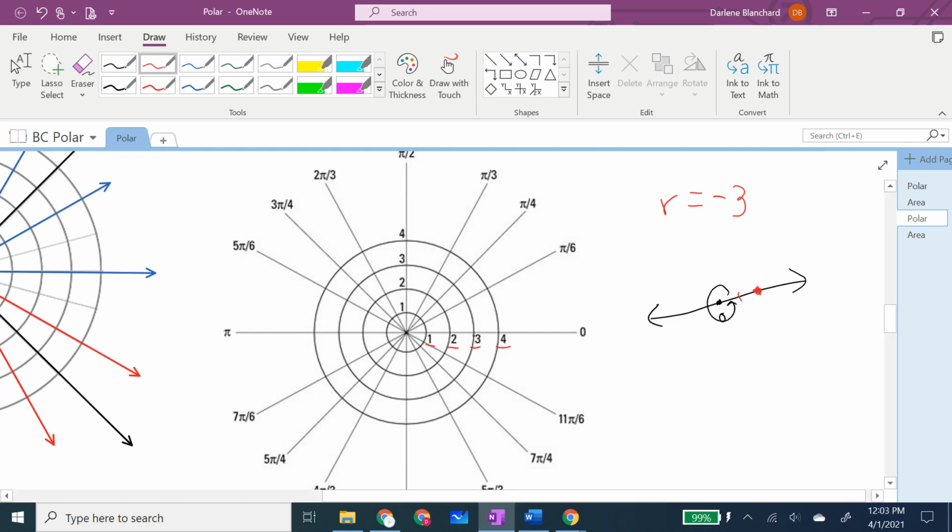So r equals -3 is still a circle. If you are drawing from theta to pi, it's actually going to draw in this direction, but it's still creating the same shape, the same graph. So that's what you're going to get if you just have r equals a constant. Basic polar graphing. Another issue with basic polar graphing is what if you get theta equals a constant?